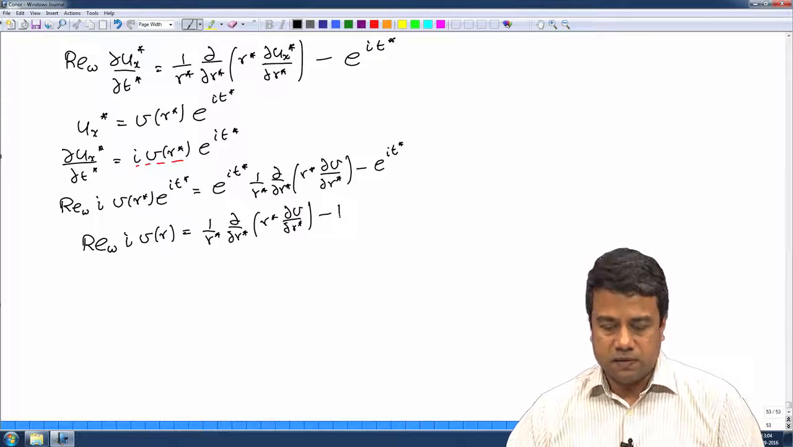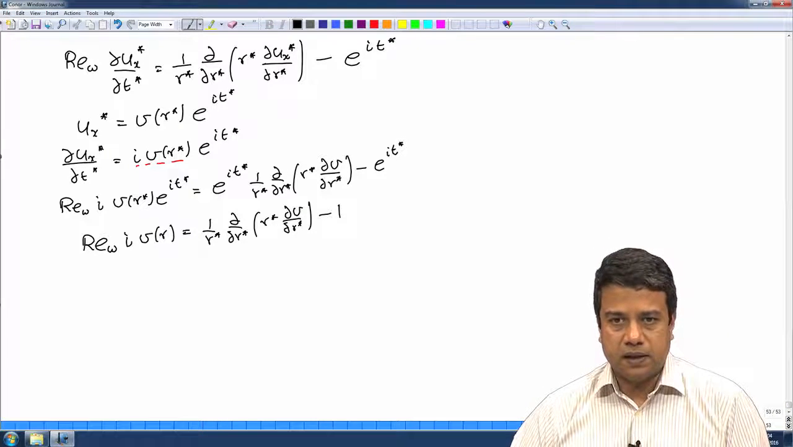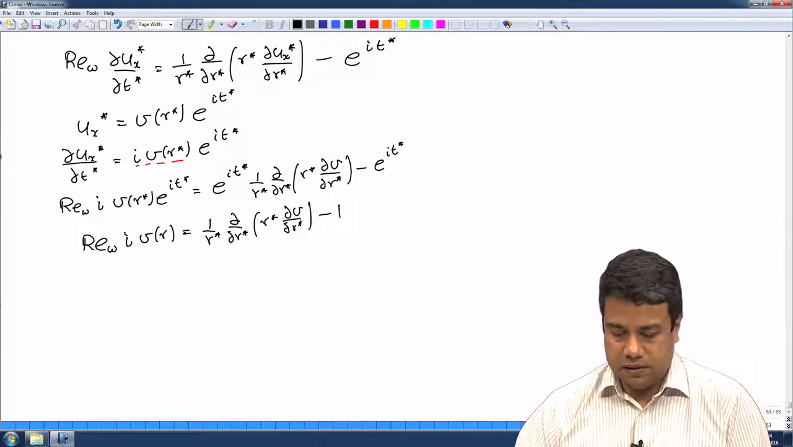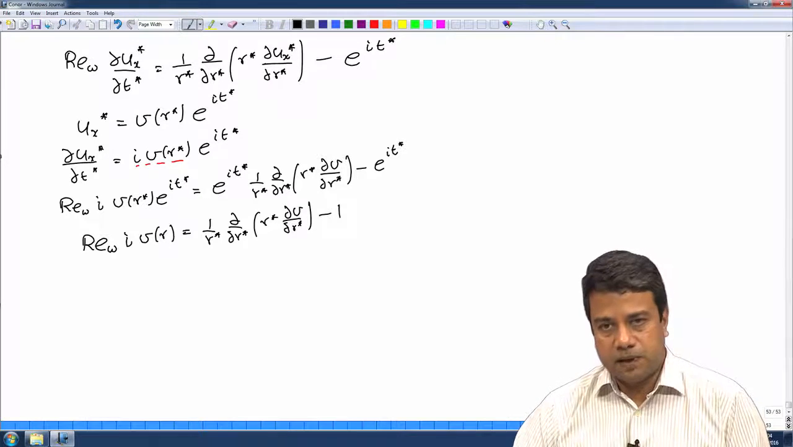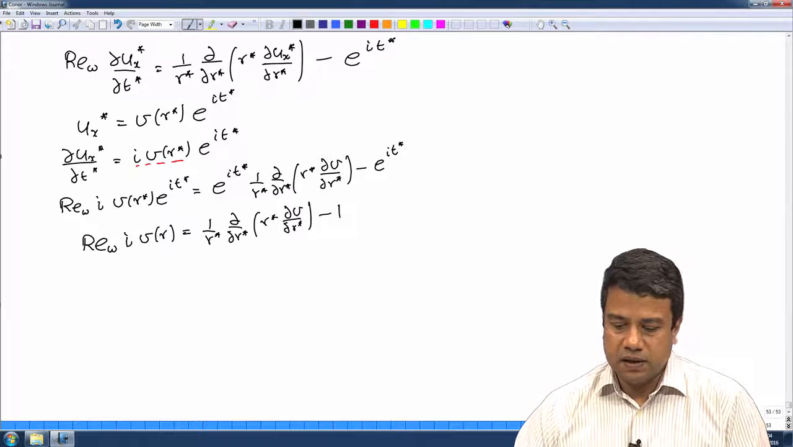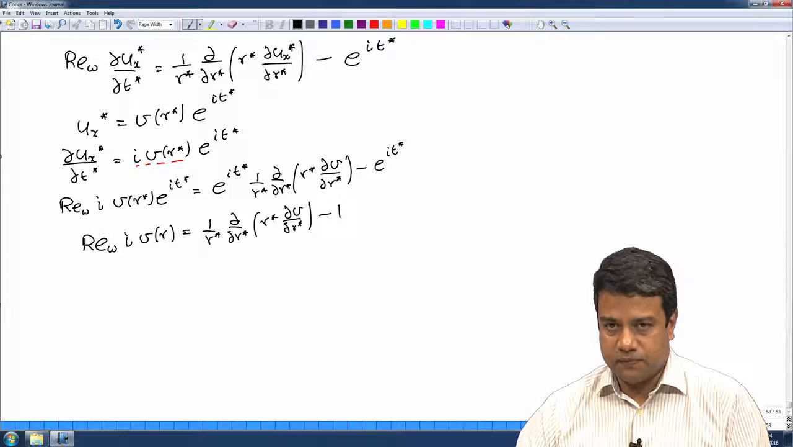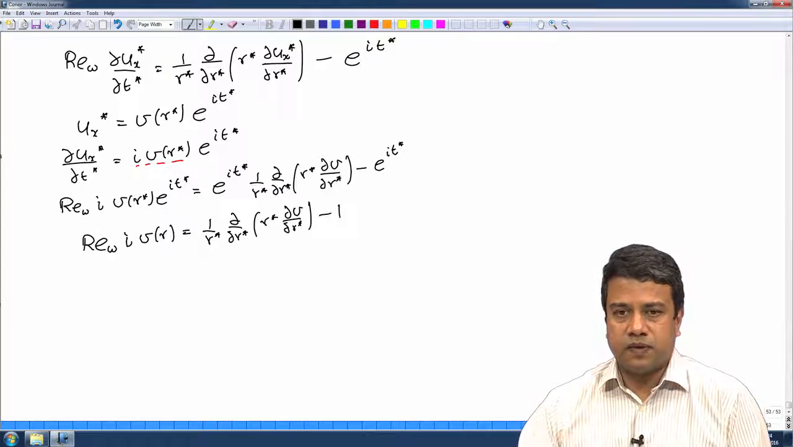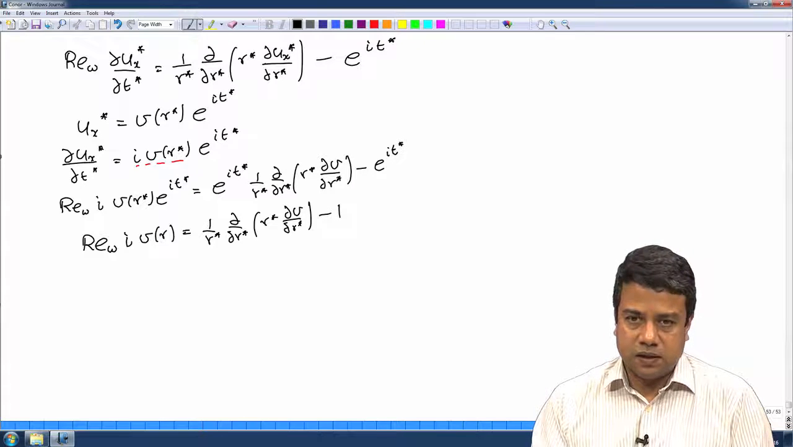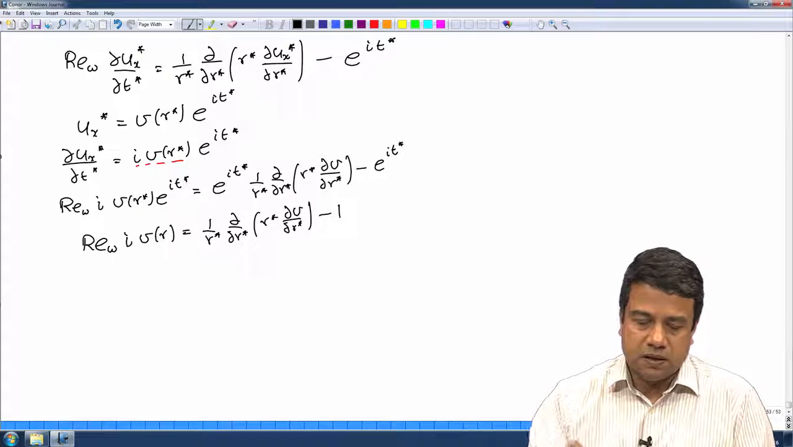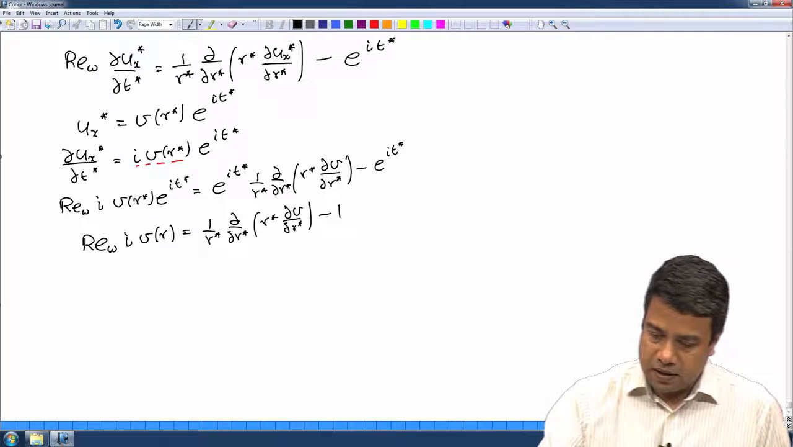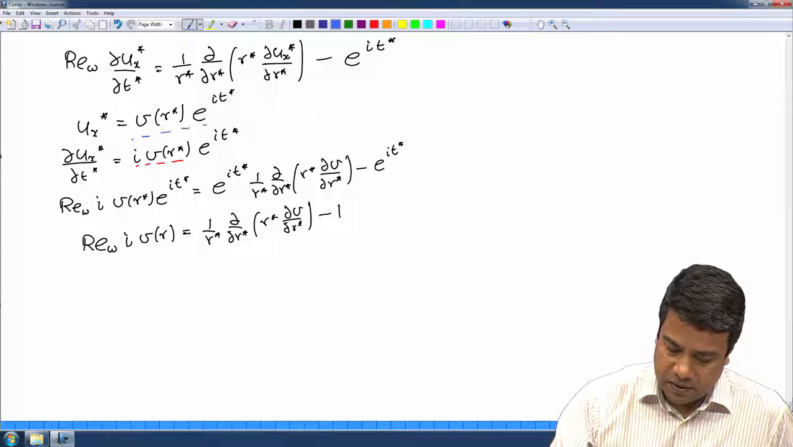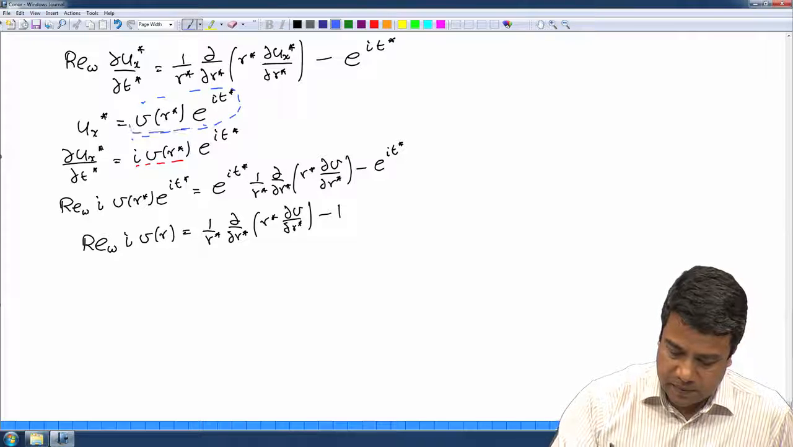So, if the forcing is of the form e power i omega t and the equation is linear, then the response also has to have the same frequency. There may be a phase shift, but the frequency has to be the same, because the forcing is at one particular frequency and the equation is linear, so the response also has to have that same frequency. And for that reason, we were able to write down the velocity in this form here.